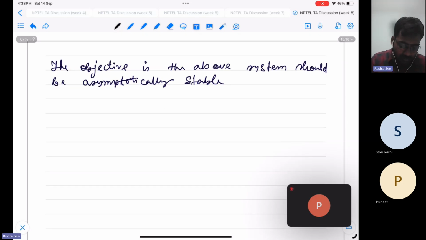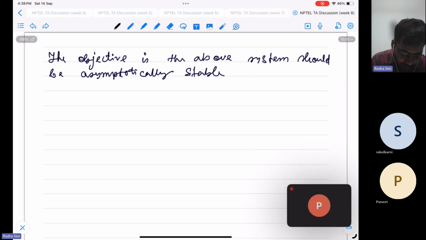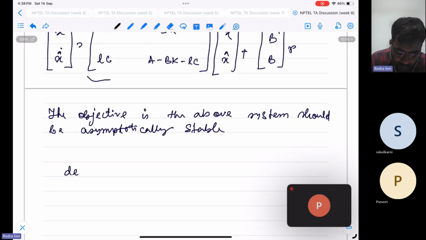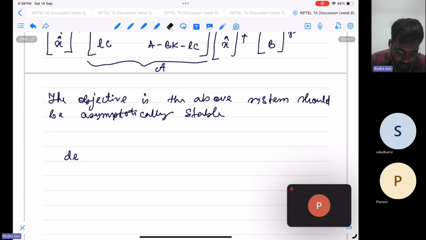Okay, so for that case, let's see how we find the eigenvalue. I'm giving another name to this whole system matrix, let's say a cursive A. So what is the procedure to find the eigenvalue? It's basically the determinant of sI minus this cursive A, right?